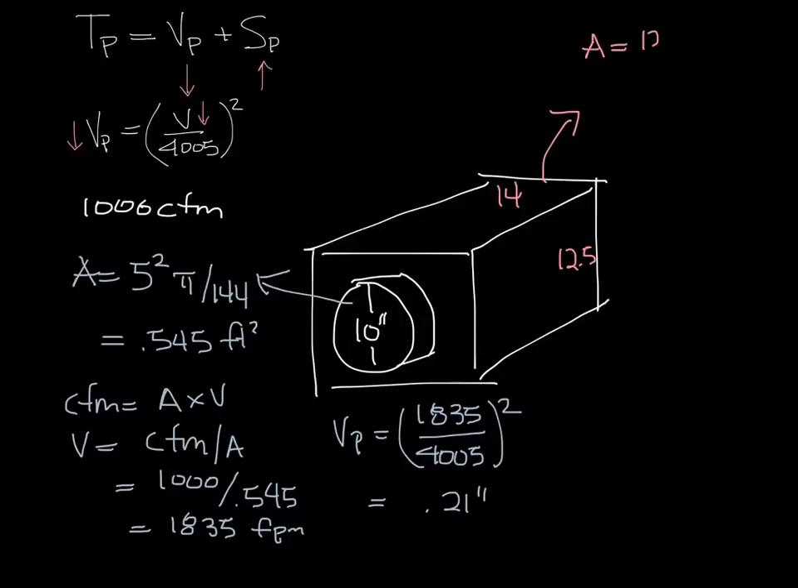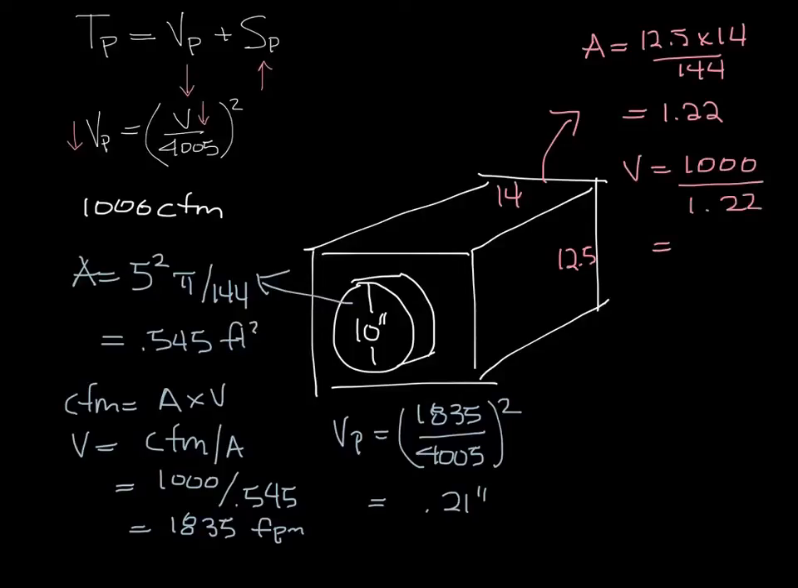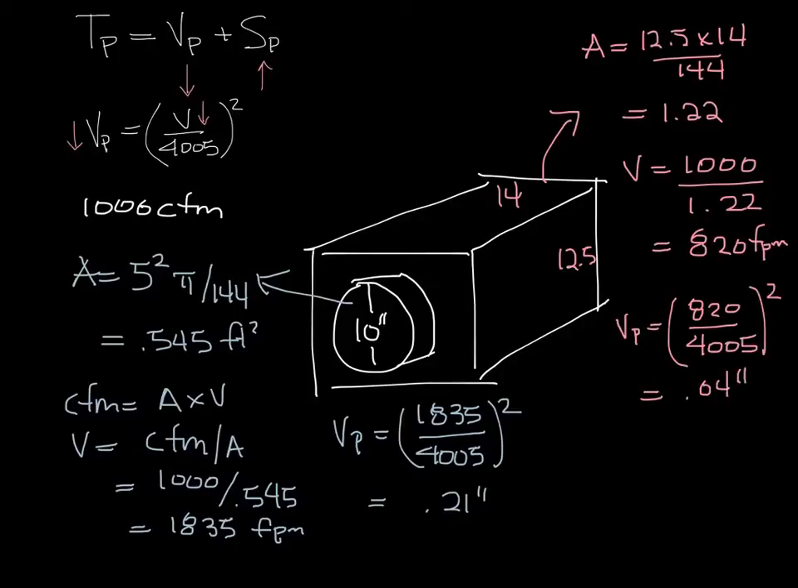The area is 12.5 times 14 divided by our 144. It's 1.22 is the area of the box. So the velocity is 1,000 divided by 1.22, which is 820 feet per minute. Now take that and put it in the velocity pressure equation, and you get 820 divided by 4005 squared, and that equals 0.04 inches.